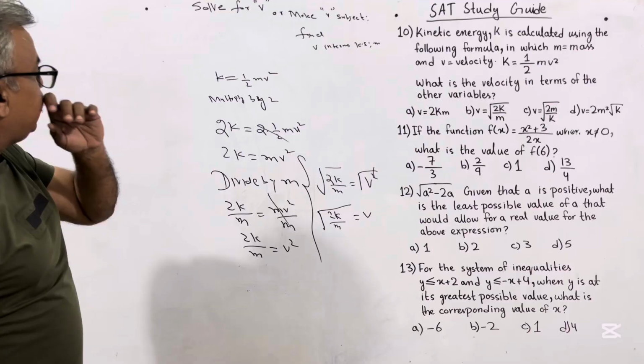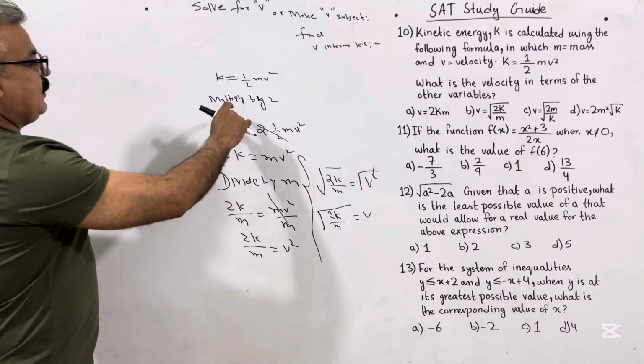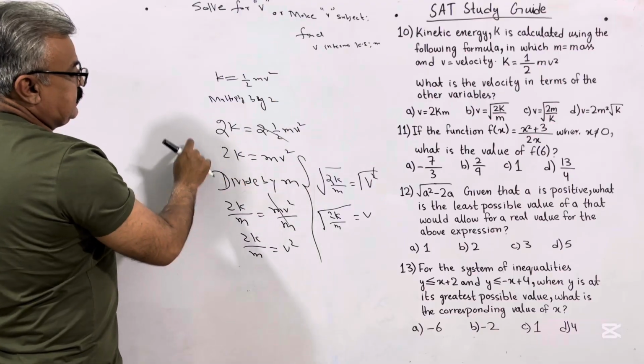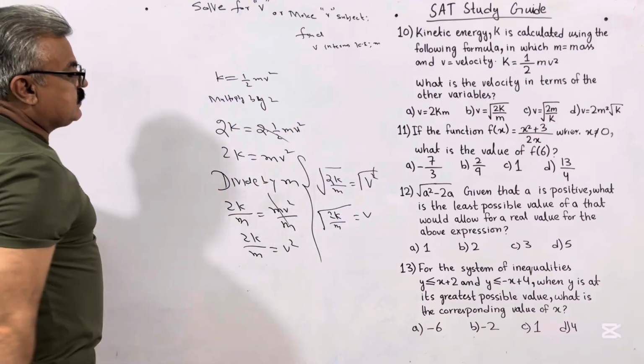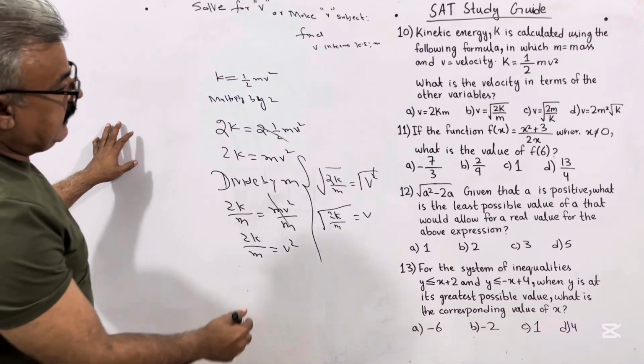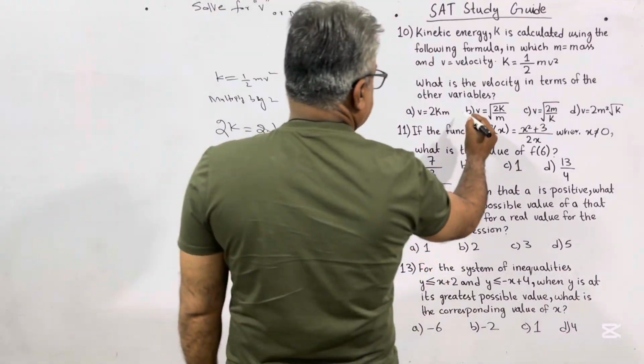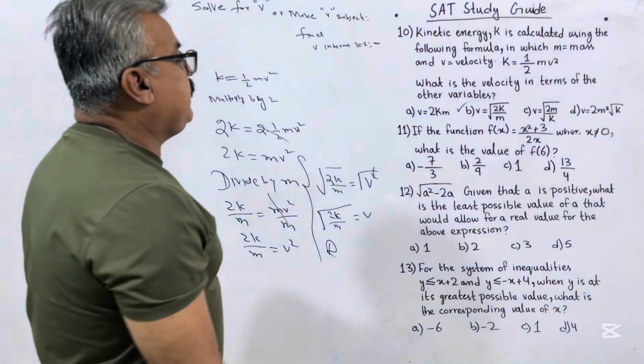Foreigners adopt this strategy. In our subcontinent, 2 is in division, we shift it to multiplication, m is in multiplication, we shift it to division, and to get rid of the square, we take square root on both sides. And it is our v in terms of k and m. Our option B is the right option.